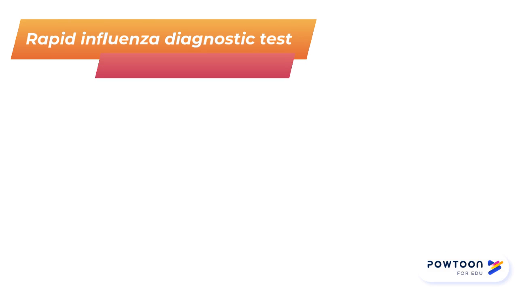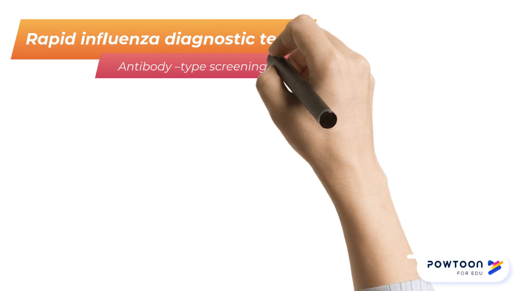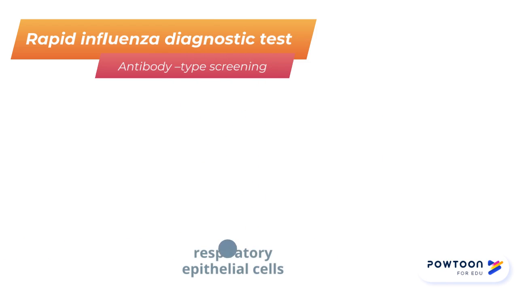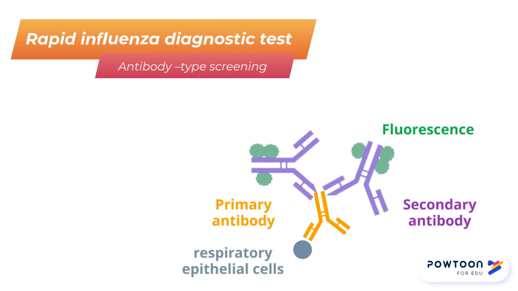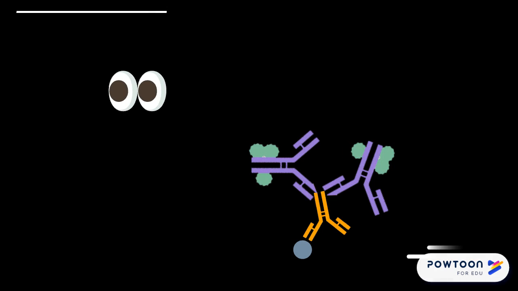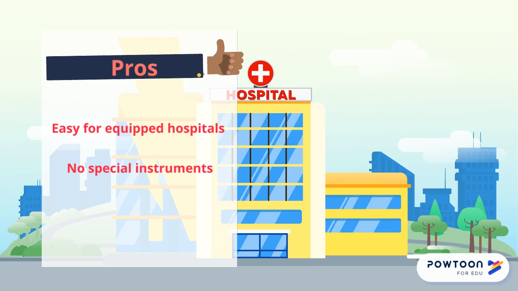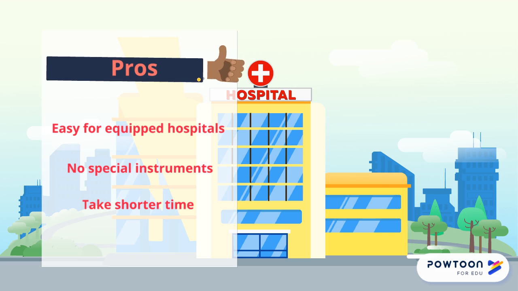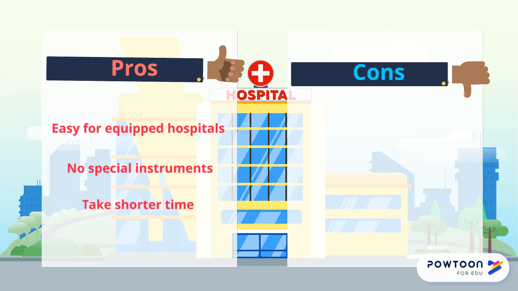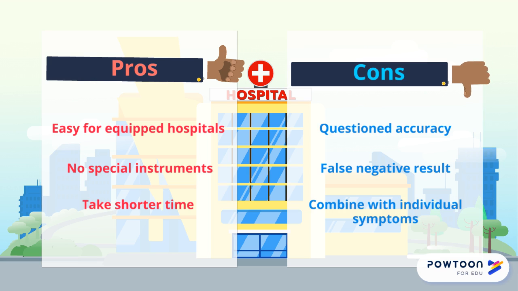The most commonly used diagnostic technique is antibody type screening. It is an antigen-based test involving direct staining of respiratory epithelial cells with fluorescent-labeled antibody. Then, you can examine the result with the naked eye. Professional supervision, specialized environments, and instruments are not required, so showing the result in a short time is its greatest advantage. However, it has the disadvantage of low sensitivity and frequent false negative results. Doctors should make a diagnosis combined with individual symptoms.